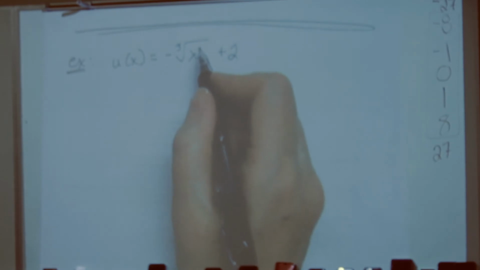All right, what if I give you u of x is equal to the negative cube root of x plus 2. Do you want something inside besides x? It is kind of boring. Can I go like a -3 in here? Is everybody okay with that?